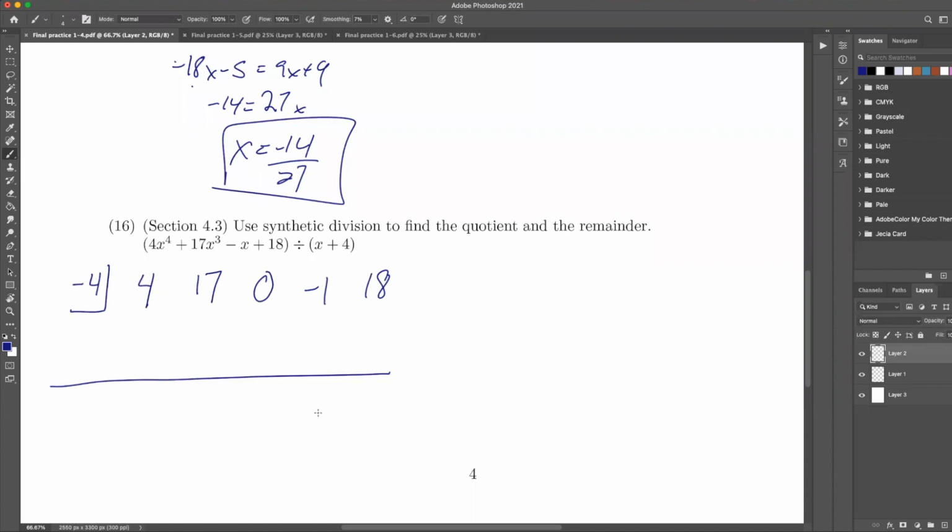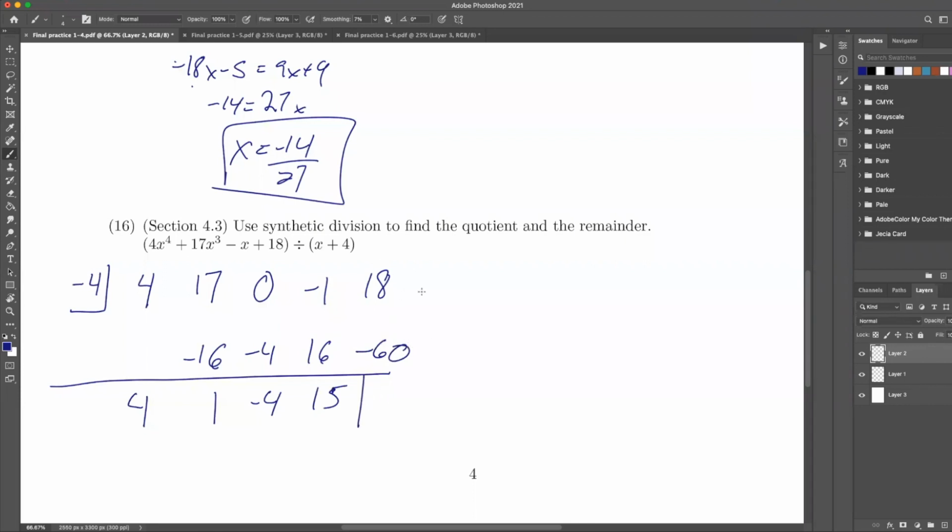Nope. Okay, so we're going to go forward. So here we just drop down the 4, so we get a 4. 4 times minus 4 will give us minus 16. Drop that down, we get a 1. 1 times negative 4 is minus 4. Add that up, I get minus 4. Minus 4 times minus 4 gives us positive 16, which gives us 15. And then 15 times negative 4 gives me minus 60.